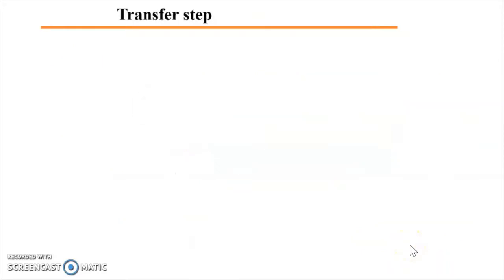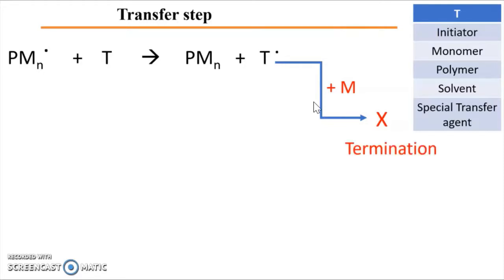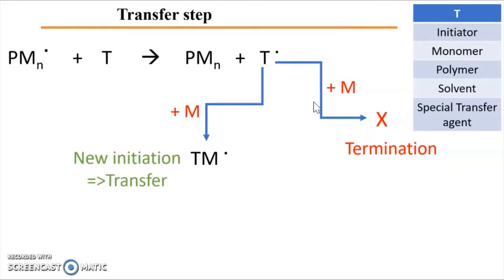The last step is the transfer step. Here we have the propagating active chain. We have transfer of its active center to a transfer agent. So we have formation of a dead chain and formation of a new radical. This new radical will attack a monomer. If this radical has no reactivity toward the monomer, we'll talk about termination. But if this radical has reactivity toward the monomer, we'll have a new initiation, and here we talk about transfer.